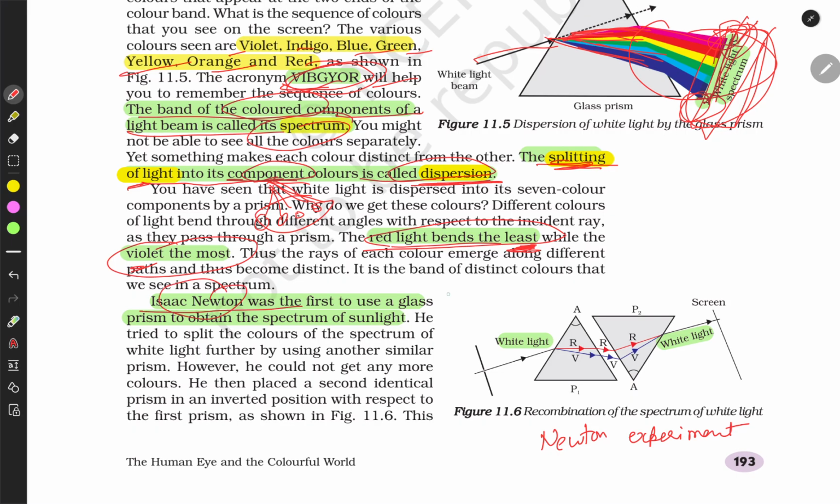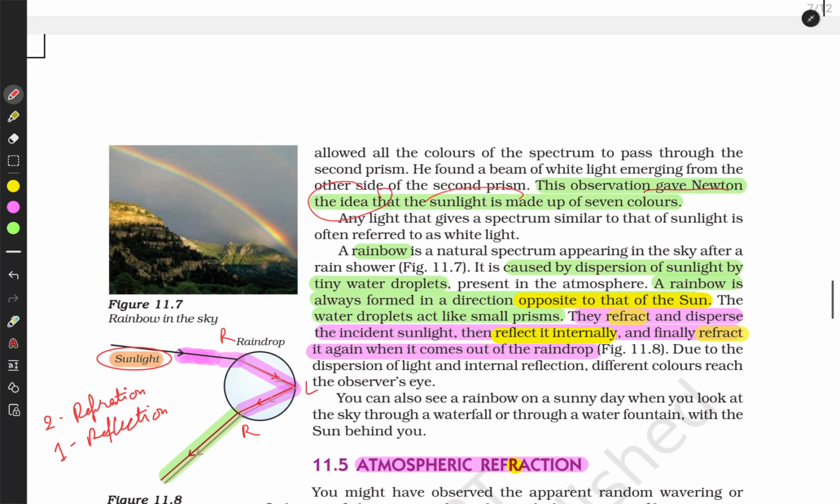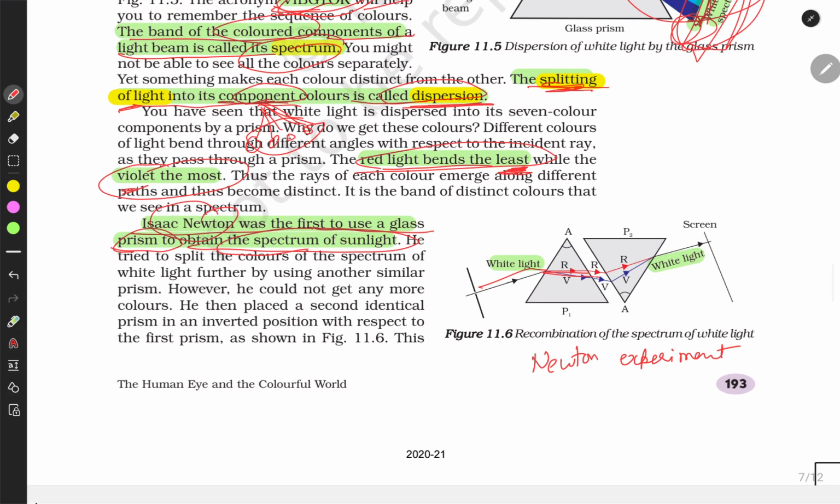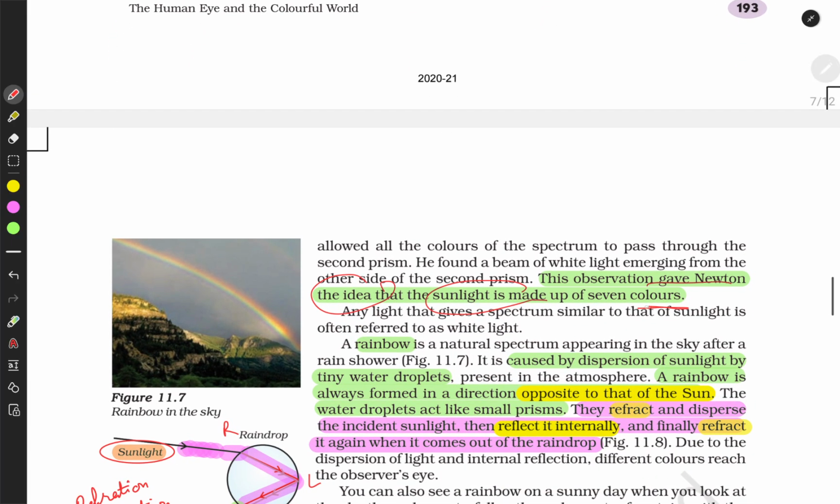Newton was the first scientist to use a glass prism to obtain the spectrum of light. This observation gave Newton the idea that light is made of 7 colors. First he passed the light through a prism and it dispersed into the spectrum, and then this spectrum was passed through an opposite prism, and these 7 colors formed white light again. After this experiment, he concluded that light is made up of 7 colors.